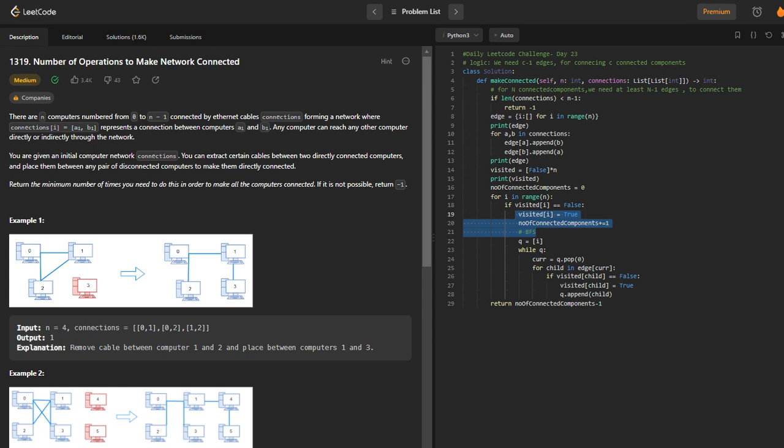There are different ways of doing it. In this case, before we enter the node into the queue, we are marking it visited as true. Please note these points. Then we are increasing the number of connected components by one, and then we are starting the BFS.